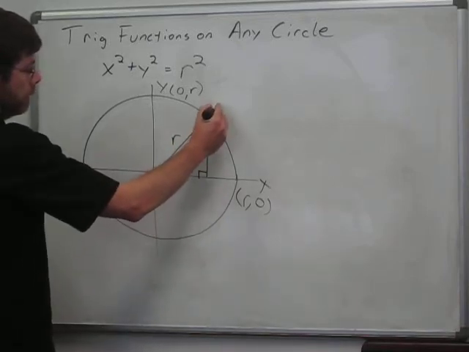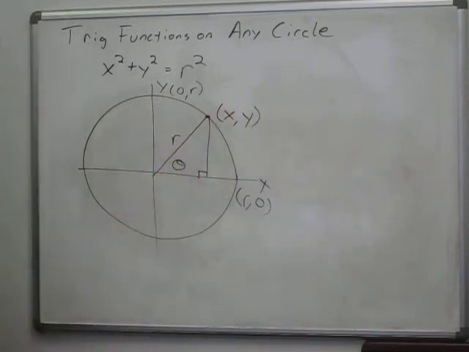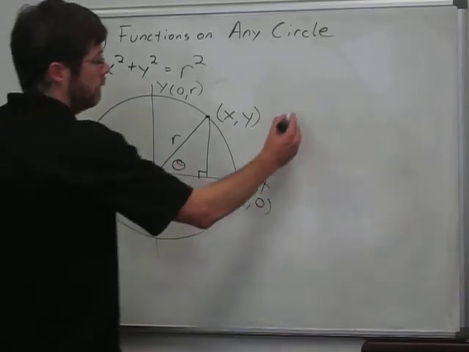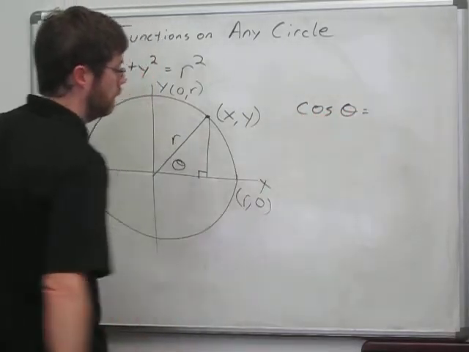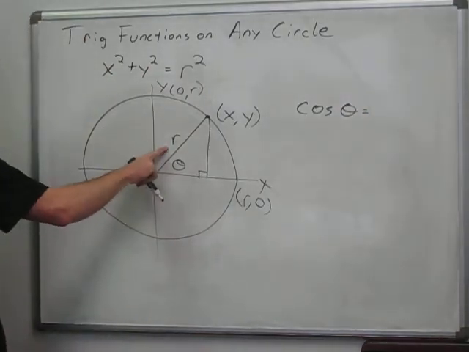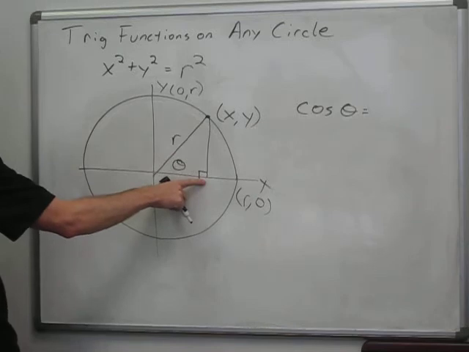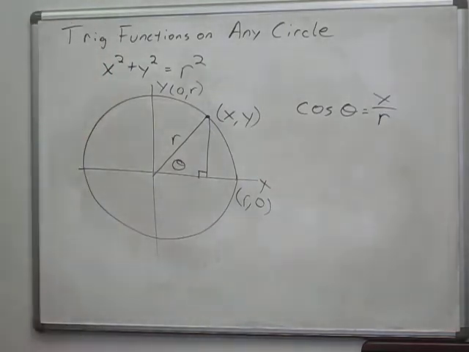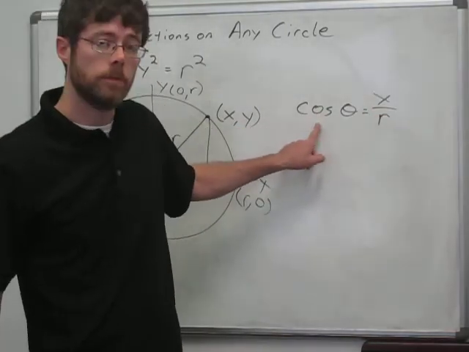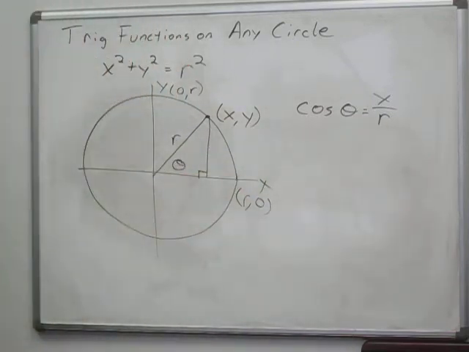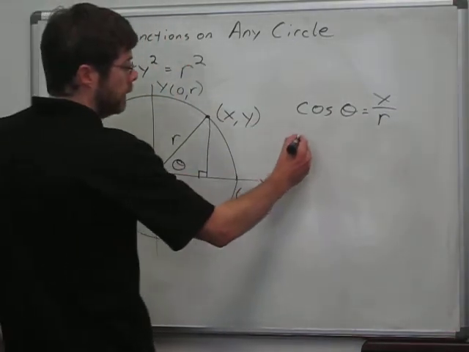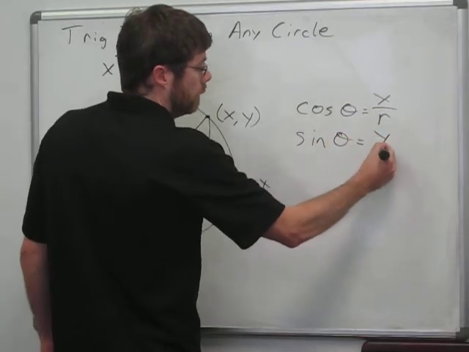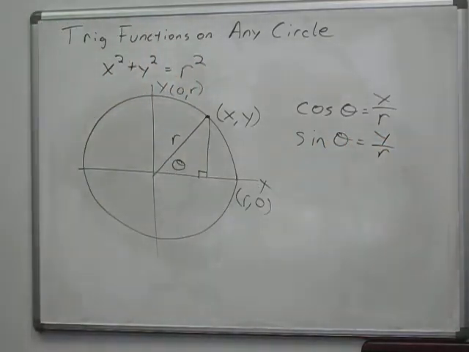So here's my right angle, the coordinate x, y. So now the cosine of theta is again going to be the adjacent over the hypotenuse. The adjacent is my x coordinate and the hypotenuse is r. So notice for the unit circle where r is equal to 1, this just reduces to cosine of theta equal to x. So the only difference between defining my trig functions on this circle and the other circle is the length of the hypotenuse.